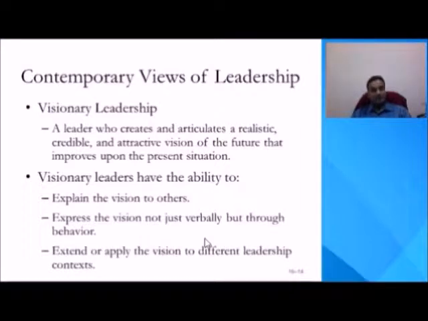through the behavior and not just the talking part, and they're able to apply this vision to different leadership contexts. So you can see our former president, the late Dr. APJ Abdul Kalam, is a visionary leader. So wherever he goes, he presents a vision, the future of India, which inspires us to probably work harder and contribute more.